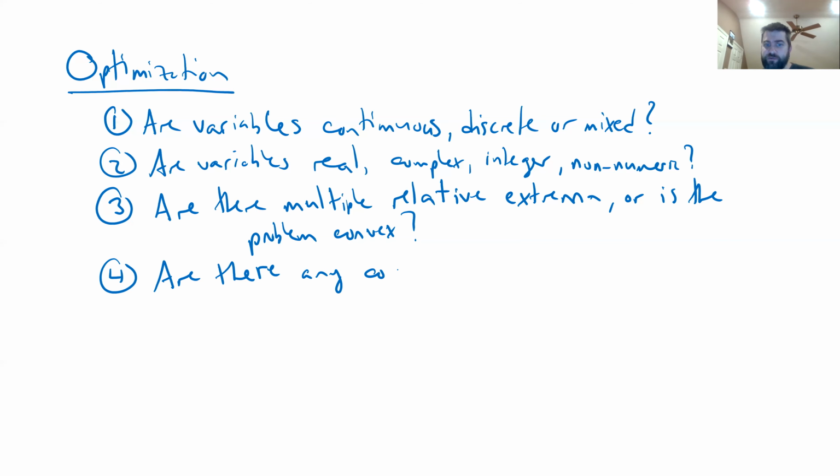Are there any constraints? Constraints could be limits on what the variables can take on. Again, later in the semester when we discuss the dynamics of chemical reactions and things like that, the variables in that context do have constraints. They can't be negative because negative values don't make any sense. Are there constraints on the problem?